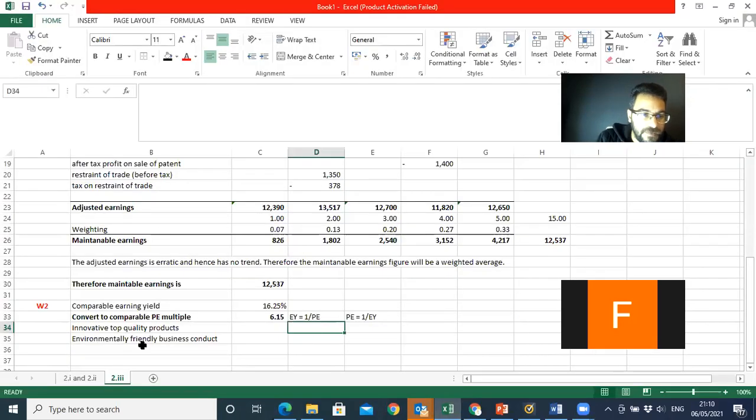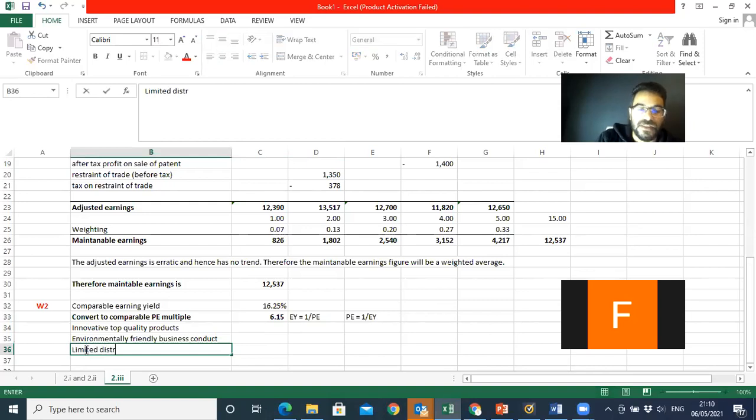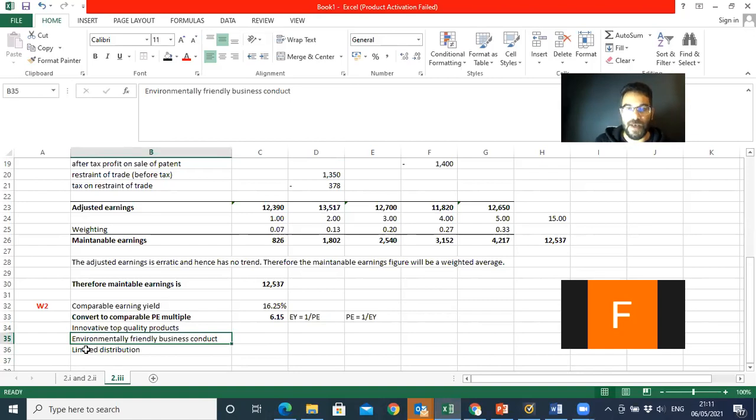So therefore we can have, what was it now? Limited distribution. Remember, limited distribution means you are unable to sell a lot. Your distribution is so limited that you can't increase your sales revenue. The better your distribution network, the more revenue you can earn. So that impacts the value of the company. If you look at innovative quality products, that will impact the value of the company, because innovation generally means that it reduces your cost, and with top quality, you can charge a premium. So you most likely can benefit from that. Higher prices, lower costs.